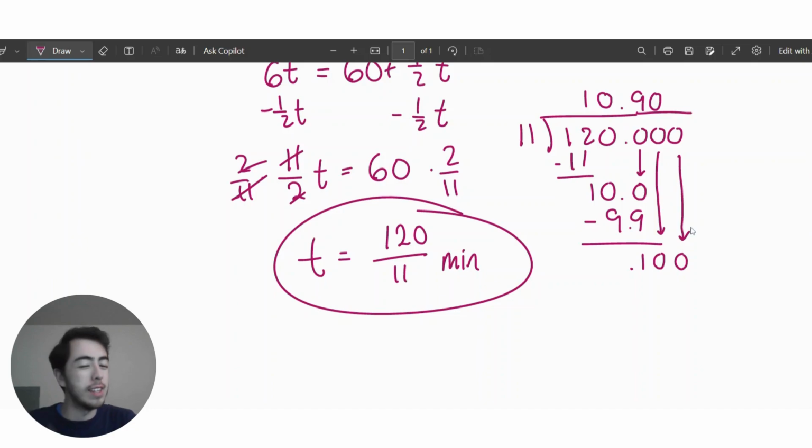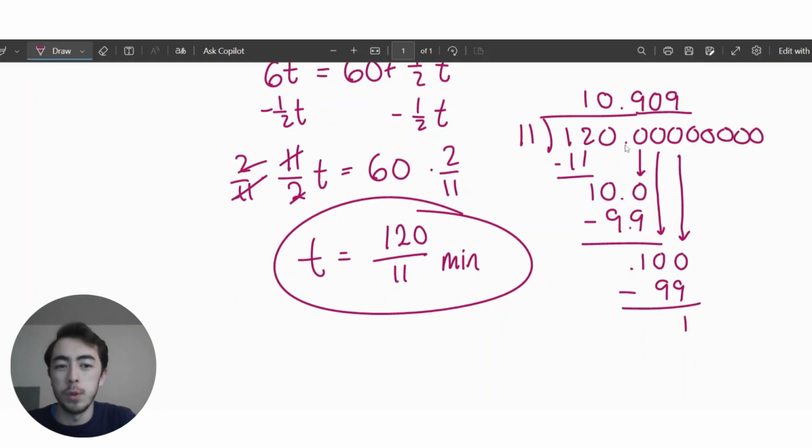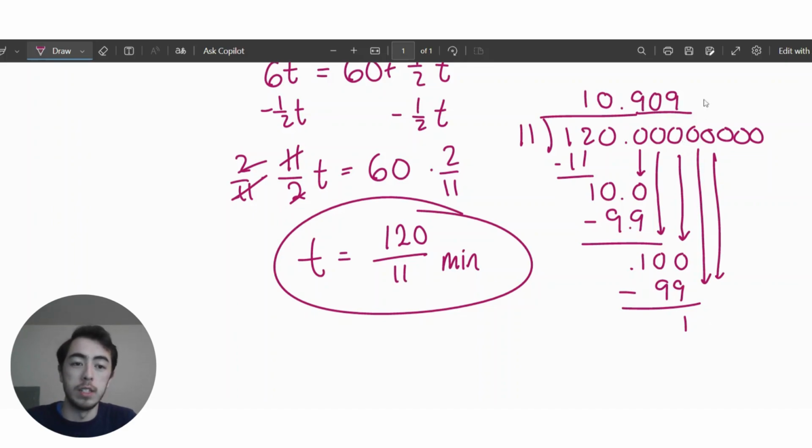And I'm kind of getting this cyclical pattern. How many times does 11 go into 100? 9 times. I'll do the multiplication just to show it. I get a 1. I could keep doing these zeros infinitely because 120.00000, like it's still the same as 120. And so all of these zeros are really convenient to help me find a decimal approximation to my fraction division.